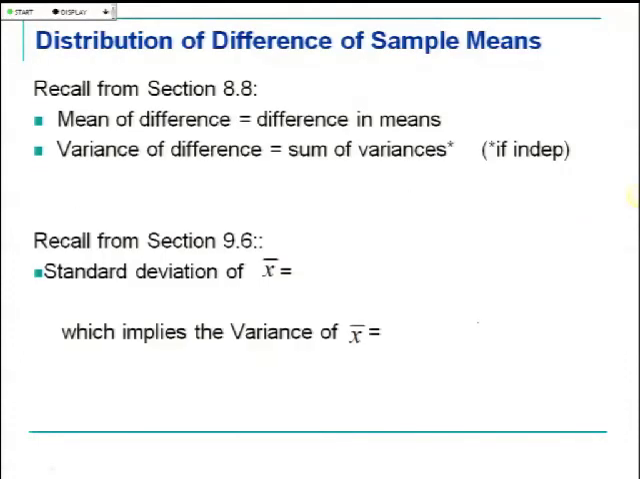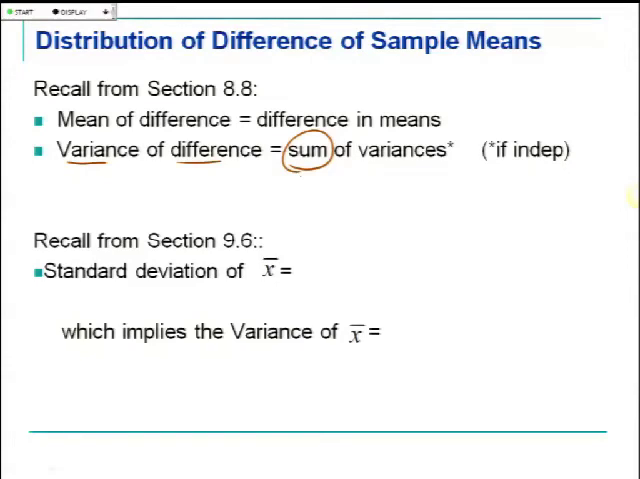All right, so this requires us thinking back for a moment to that section 8.8 that we've referred to once before, and now we'll refer to it again, which reminds us that if you want to look at the difference between two things, the mean of the difference is the difference in the means, but the variance of the difference, and we have to work on the variance scale first, and then take it to the standard deviation, but the variance of the difference is the sum of the variances, if they're independent.